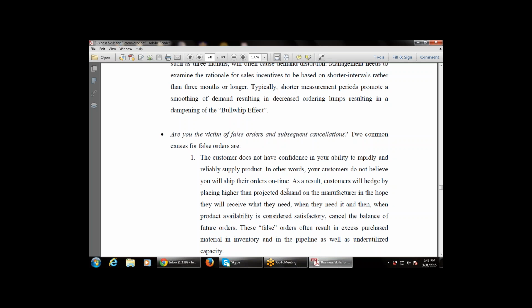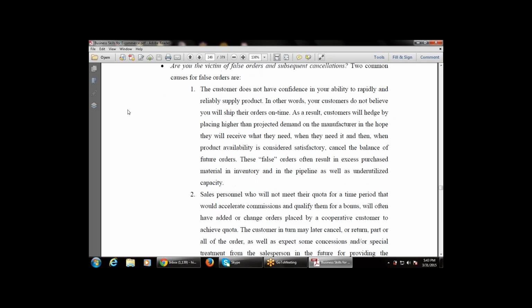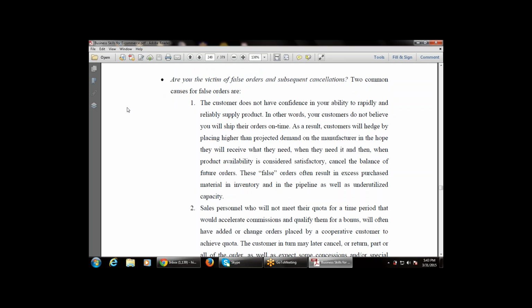As a result, customers will hedge by placing higher than projected demand on a manufacturer in the hope that they will receive what they need, and then, when product availability is considered satisfactory, cancel the balance of future orders. False orders often result in excess purchased material in inventory and in the pipeline, as well as unused capacity. So this says: are you the victim of false orders?